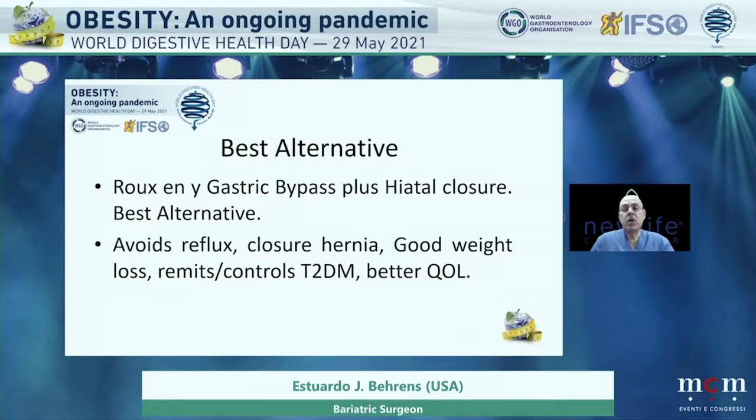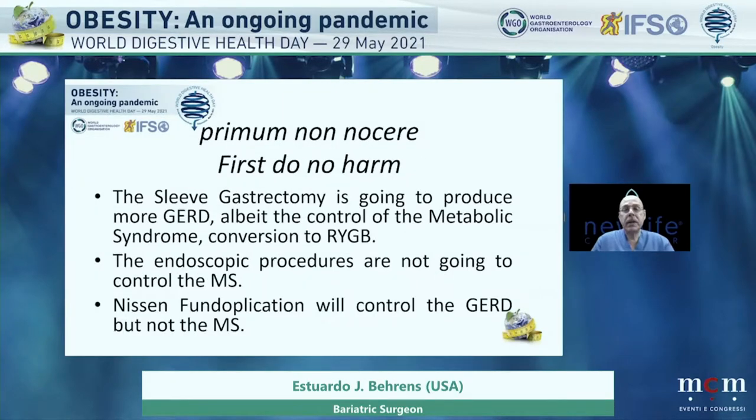The patient is going to have a very good weight loss, and the type 2 diabetes, hypertension, and hyperlipidemia are going to remit and be controlled. So the patient is going to have a very good quality of life. So the best alternative, as I said, is the Roux-en-Y gastric bypass.